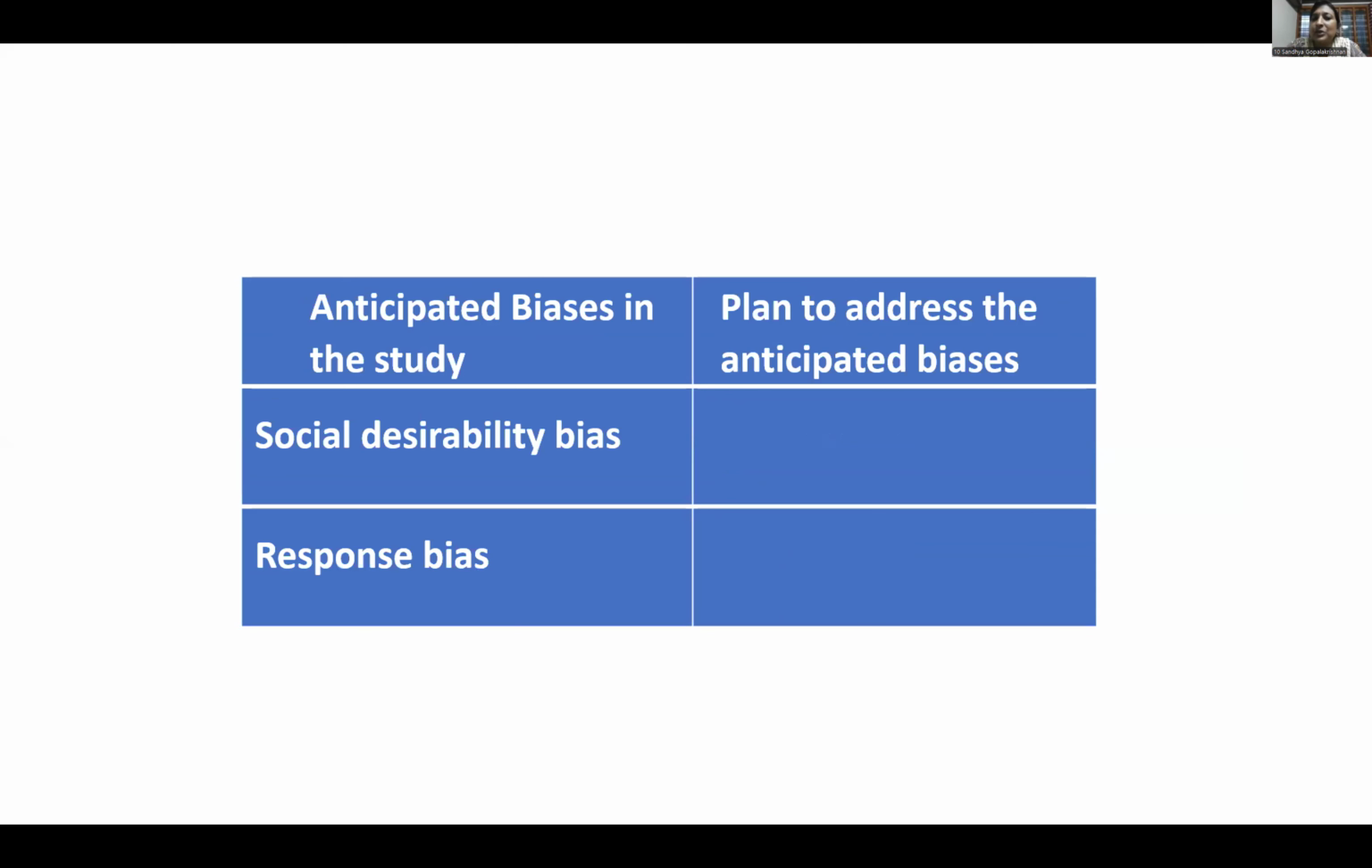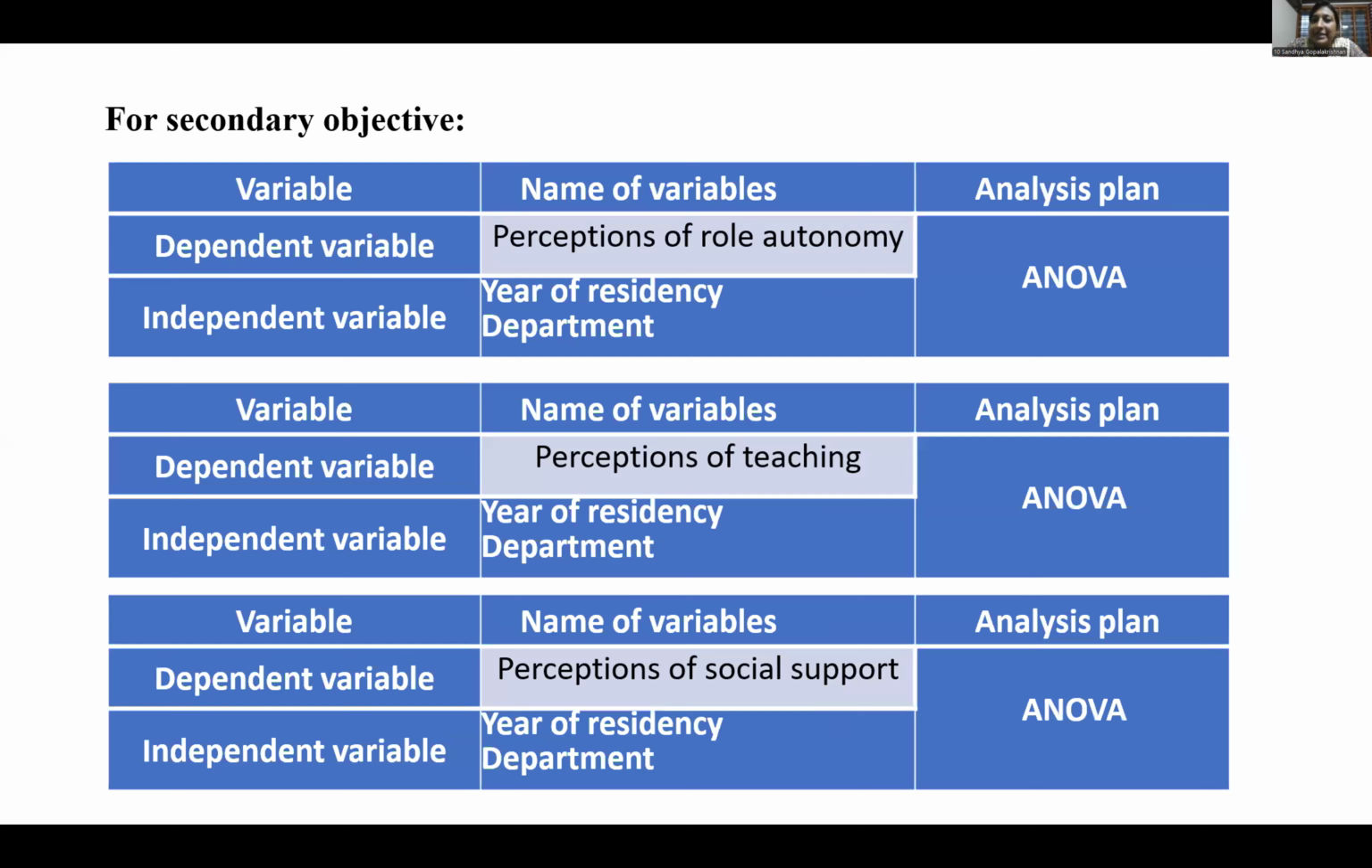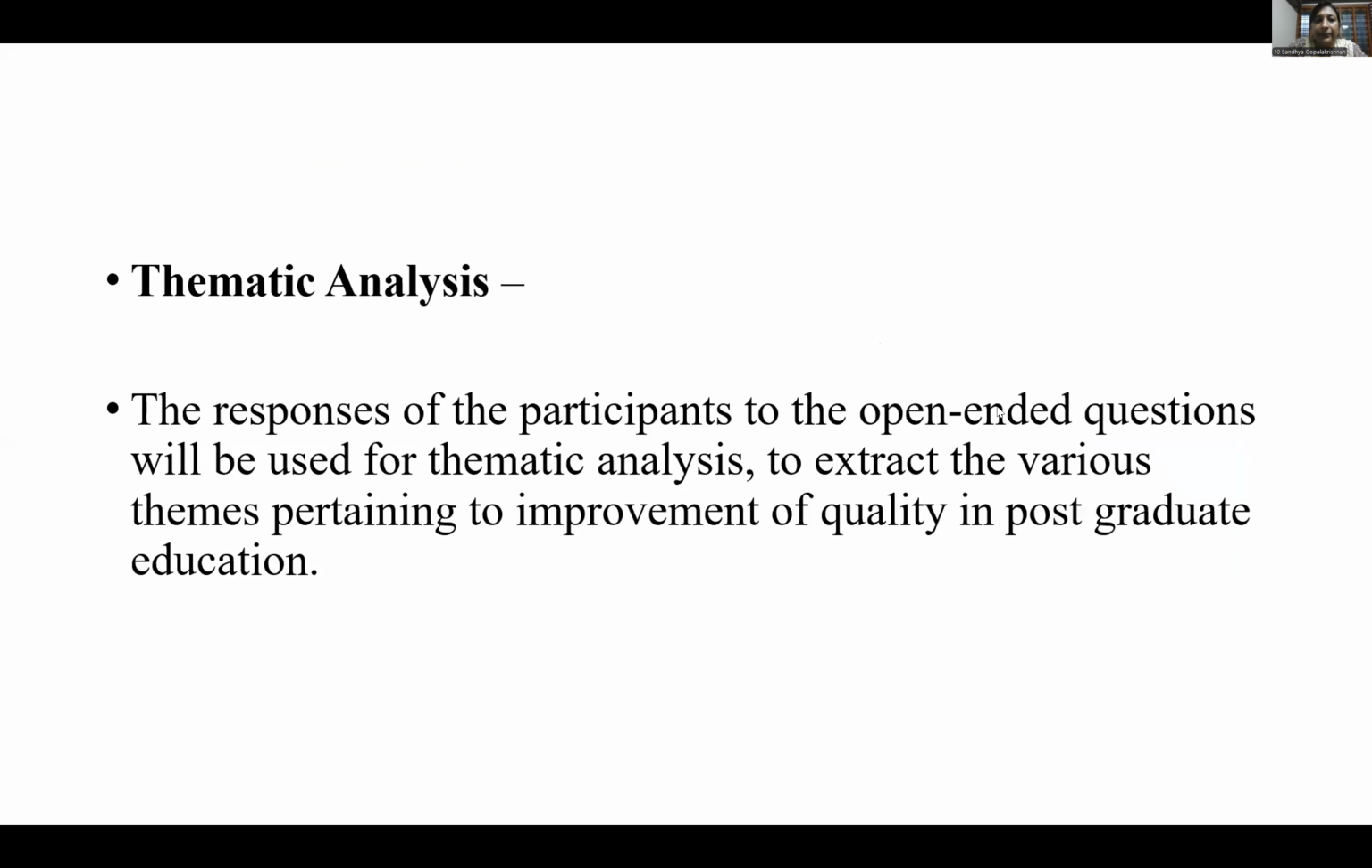Anticipated biases in the study are social desirability bias and response bias. For the statistical analysis, chi-square and unpaired t-test will be used. Proportions for qualitative data, and mean and standard deviation for quantitative data. For secondary objectives, with dependent variables, ANOVA will be applied in all the 3 domains. Thematic analysis, I'm not very sure, ma'am. I don't know whether I'll be getting it, but I have kept that part.